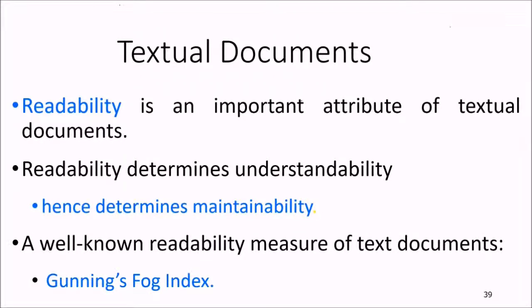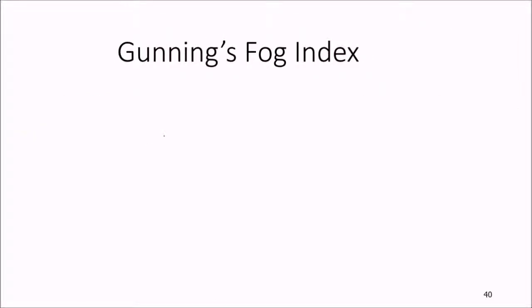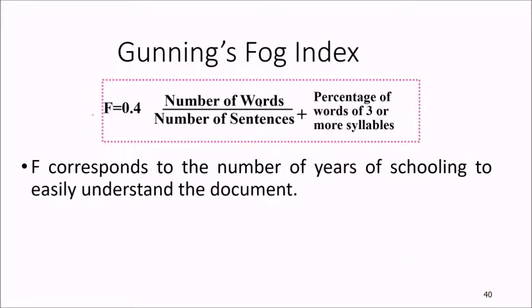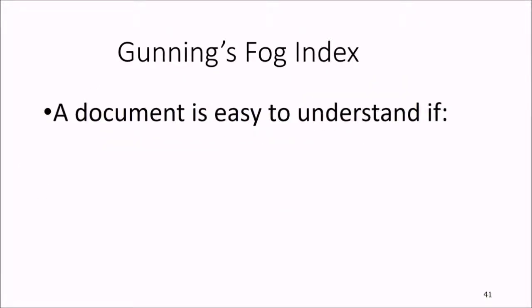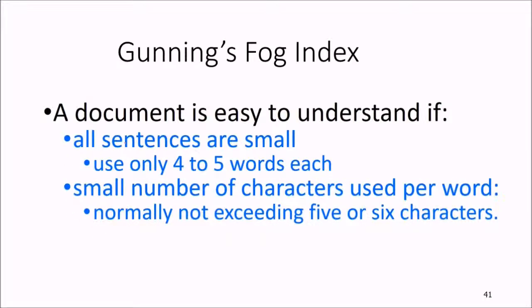A well-known readability measure of a text document is the Gunning-Fog index. You must really remember this. What is the Gunning-Fog index? It is equal to 0.4 times the number of words divided by the number of sentences, plus the percentage of words of 3 or more syllables. So this F corresponds to the number of years of schooling needed to easily understand the document, and that too schooling in good English. The document is quite easy to understand if all the sentences you have written are small, using only 4 to 5 words each, and you use a small number of characters per word, not exceeding 5 to 6 characters.